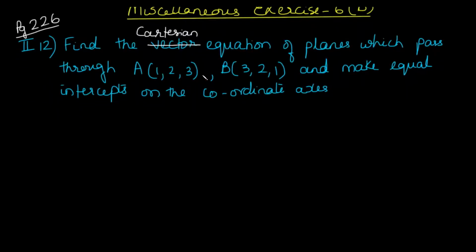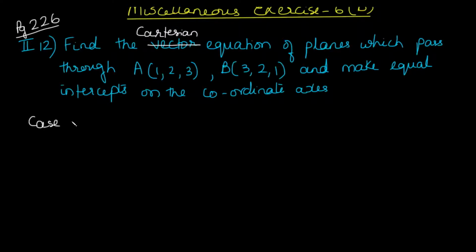Now look at the question. They have said that the planes pass through A and B and the planes make equal intercepts on the coordinate axis. I have already discussed what are intercepts. Yes, these are those points on the x, y and z axis which the planes touch actually. So in this case they have given that the planes make equal intercepts. They have not told that the planes make non-zero intercepts. That means the intercepts can be 0 or non-zero. So we are going to consider two cases over here.